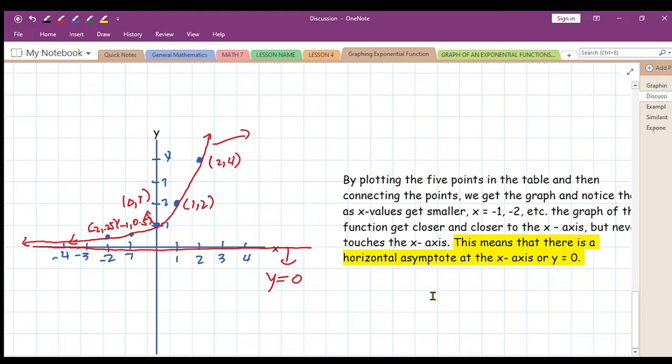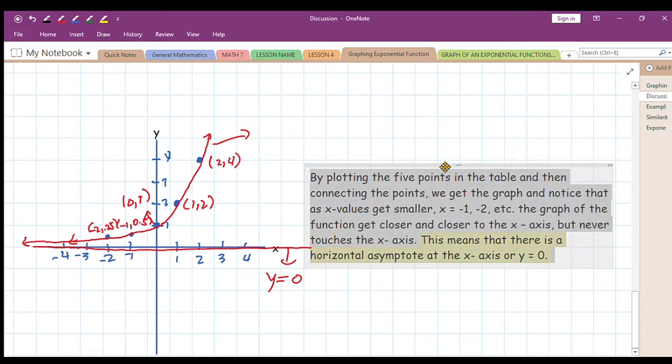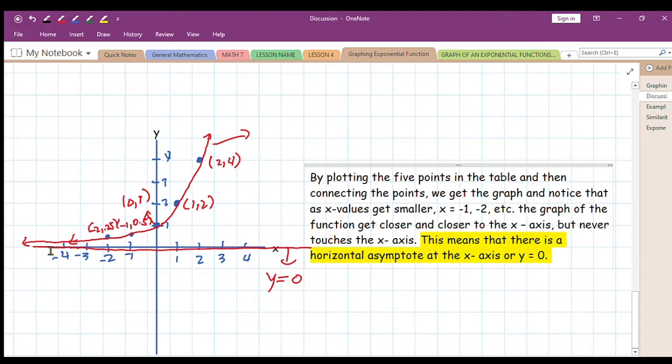As you can see, by plotting the 5 points in the table and then connecting the points, we get the graph, and notice that as x values get smaller, so we have x is equals to negative 1, negative 2, and negative 3, and etc. So the graph of function gets closer and closer to the x-axis, but never touches the x-axis. So this will be our x-axis here. So this means that there is a horizontal asymptote at the x-axis, or y is equals to 0. So now let's try another example.